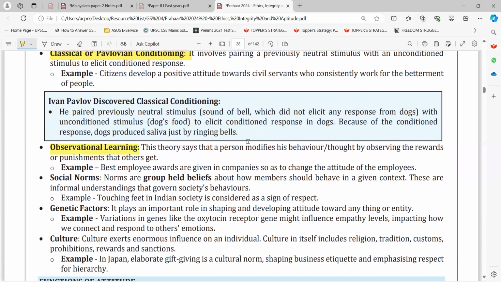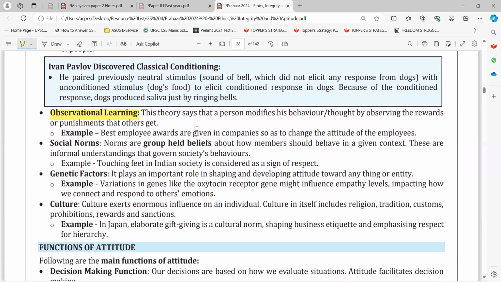This theory says that a person modifies his behavior or thought by observing the rewards or punishments that others get. Example, best employee awards are given in companies so as to change the attitudes of the employees. Next is social norms. Norms are group held beliefs about how members should behave in a given context. These are informal understandings that govern society's behaviors. Example, touching feet in Indian society is considered as a sign of respect.